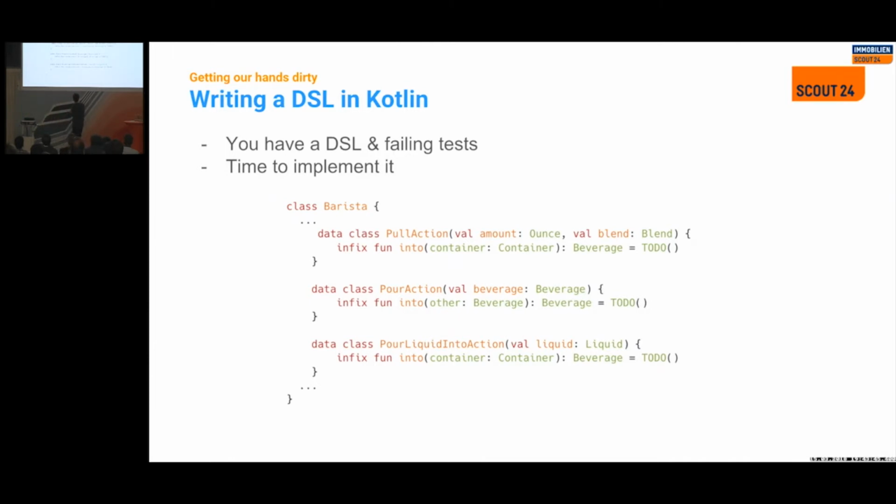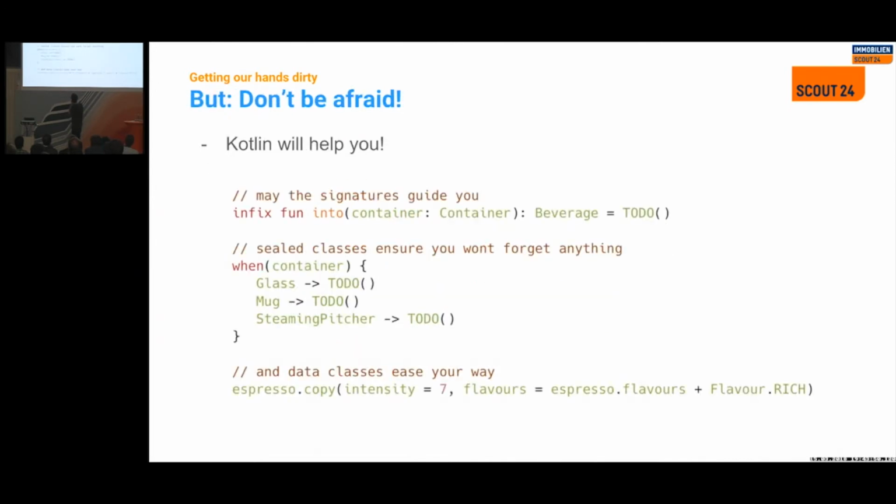You see a lot of to-dos here. This will be a little bit of work, I guess. But don't worry, Kotlin will help you. You have the type safety of signatures, which will guide you, and you have sealed classes to ensure you won't forget anything when implementing. And may the data classes ease your way, because you can easily manipulate them without manipulating objects. So this is for you to figure out how to actually implement it.